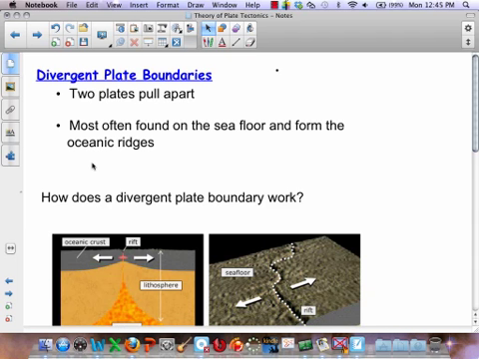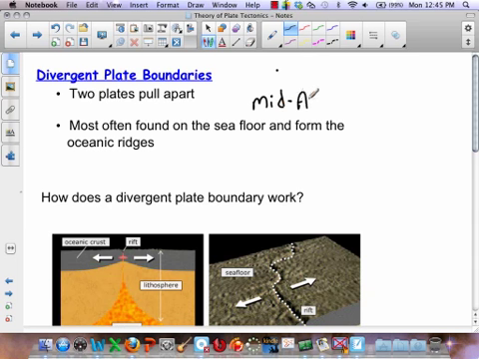Where do you think would be the most obvious divergent plate boundary? Between where and where? Underwater or above water? Underwater. Well, where? The Mid-Atlantic Ridge. Yeah, the Mid-Atlantic Ridge is a perfect example of a divergent plate boundary. It's where North America and South America are pulling away from Europe and Africa.